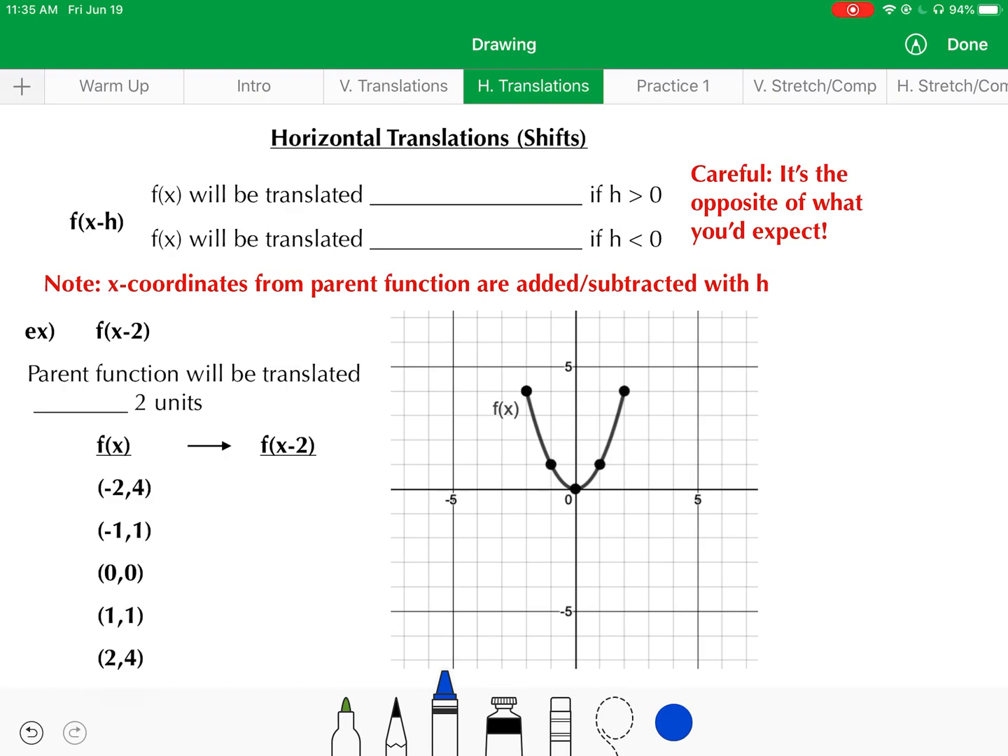Now we want to know what happens if I add or subtract a number from x within my function. Now, when I say within the function, that means the number is being added or subtracted from x before you perform the main operation from whatever the parent function is. So in the case of, let's say, the square function, the main operation would be squaring. So here we would be adding or subtracting a value to x before we square it.